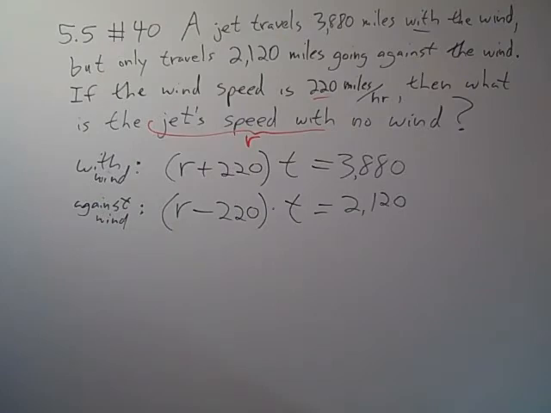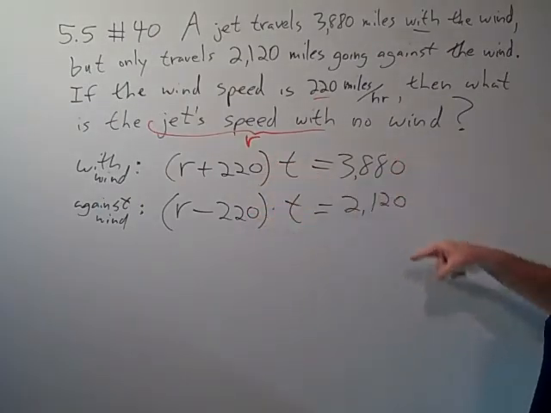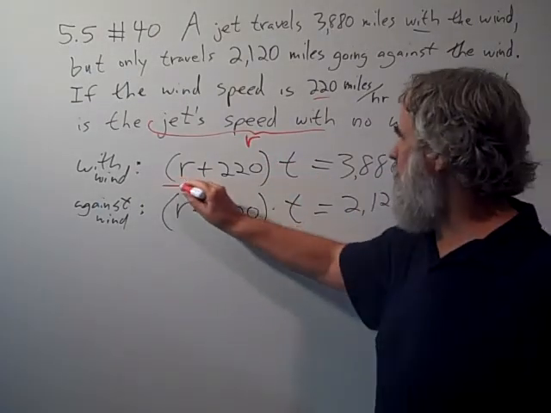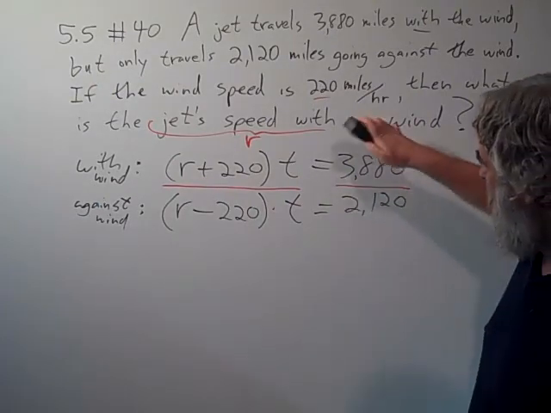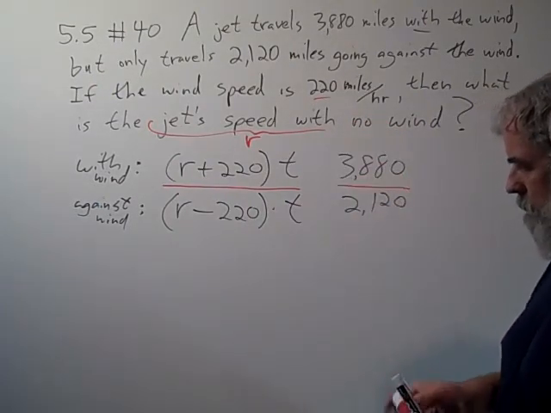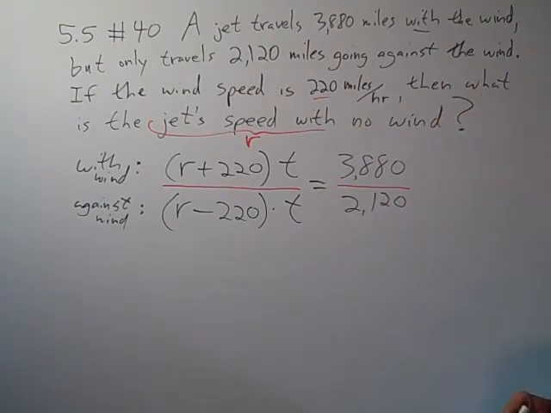So in this situation, it makes sense to divide the left sides of the equation to the right, because if the lefts are equal to the rights, the quotient of the lefts must equal the quotient of the rights. So we can form a proportion this way. And one of the reasons for doing that is that the t cancels out, which we didn't want, we don't know, and we don't care about. We just want r. So that's a start.